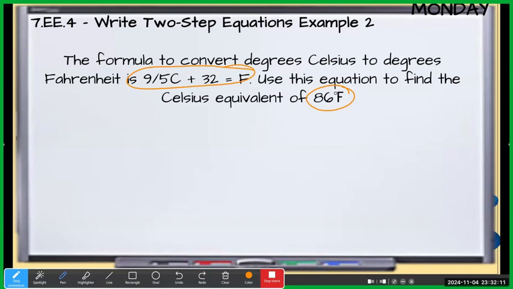So let's go ahead and fill in our equation. 9/5 C plus 32, and what's the Fahrenheit that they told me? Good job. And this is the equation, so I'm gonna go ahead and draw that line down my equal sign to make sure I get all my steps correct.